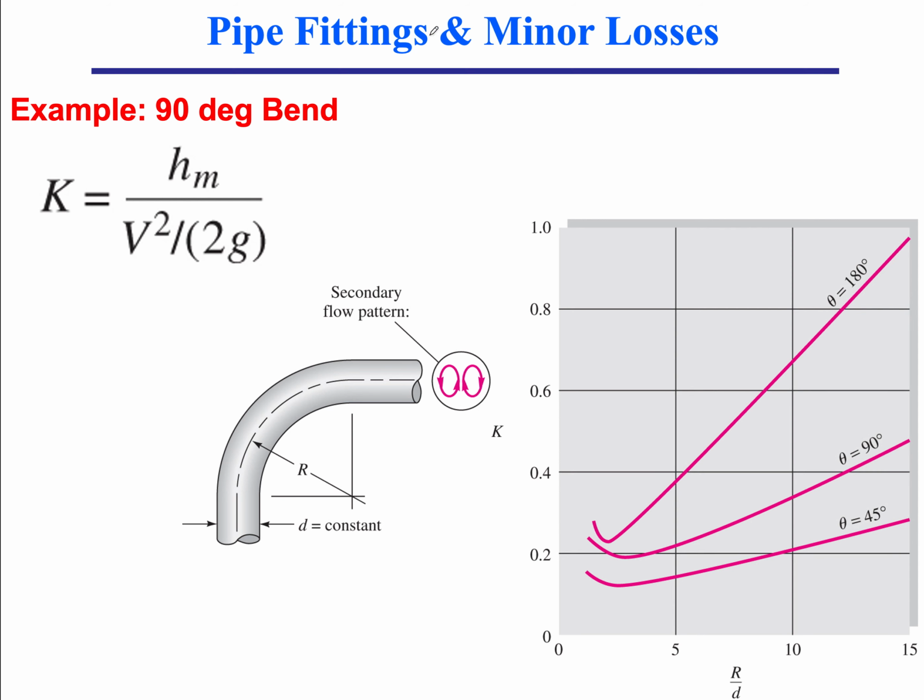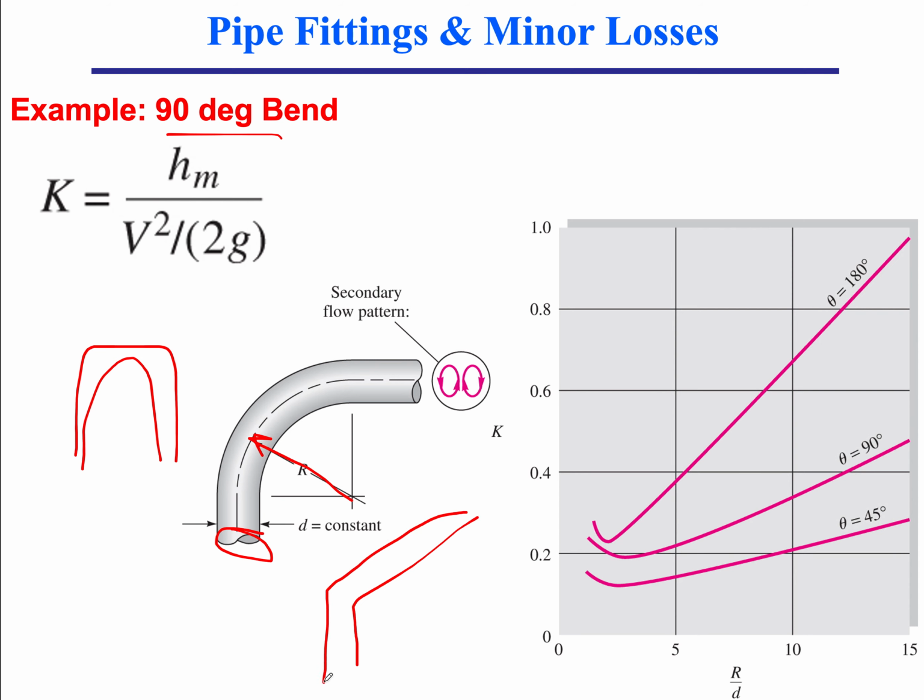We look at another pipe fitting. Here we have a 90-degree bend of a certain radius of curvature R, and a certain pipe diameter D. The flow in this type of fitting is actually very complex, and depending on whether it's a 180-degree fitting or a 90-degree fitting, such as is the case here, or even a 45-degree fitting, that's what's plotted over here.